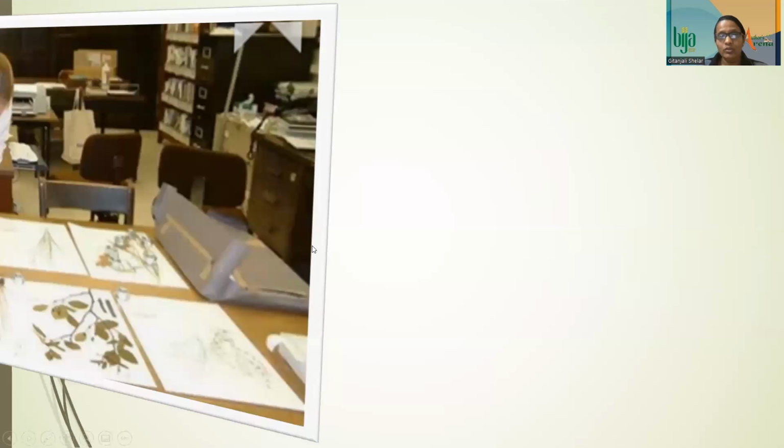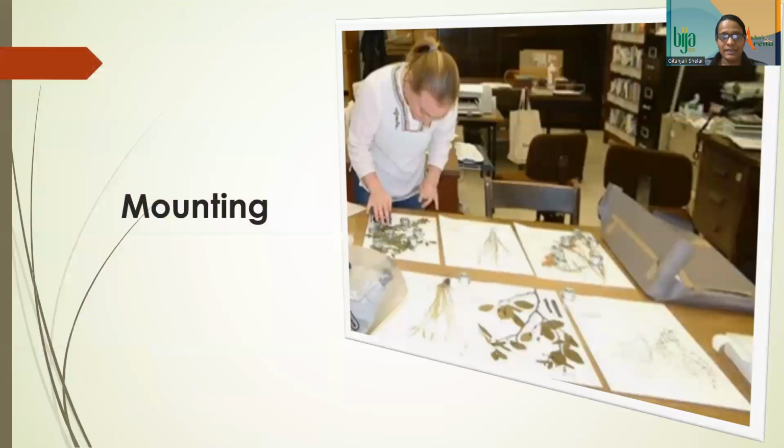Okay. Now look at the picture here. The mounting is done with the help of Tesa tape, or it may be done with the help of thread also. So we have to mount this material on a sheet of correct, accurate size. Okay, so this sheet is completely pest free.